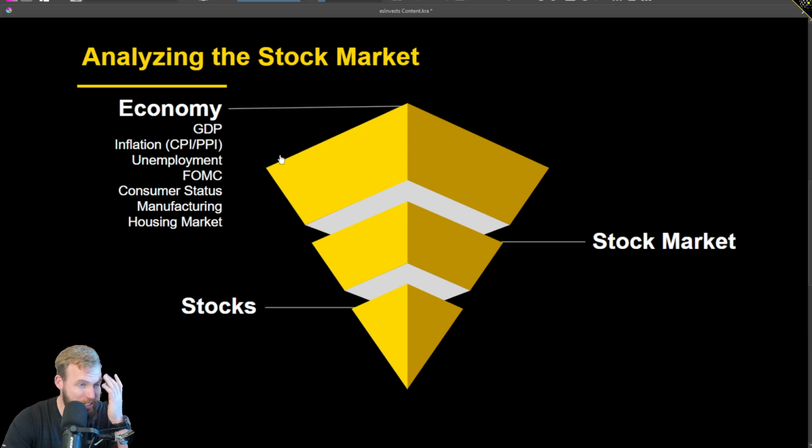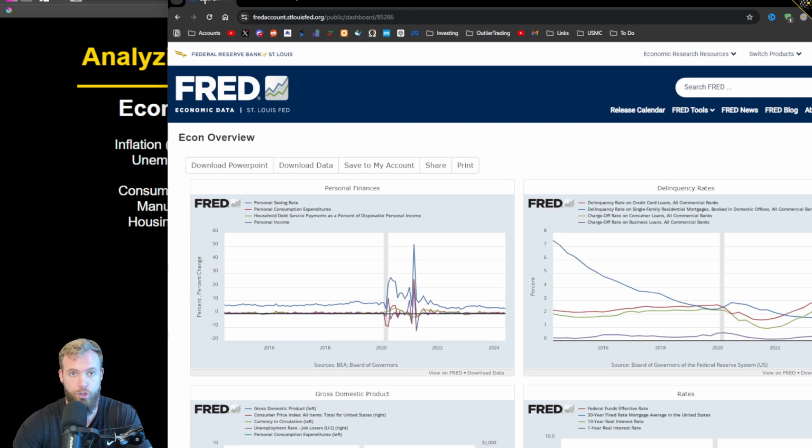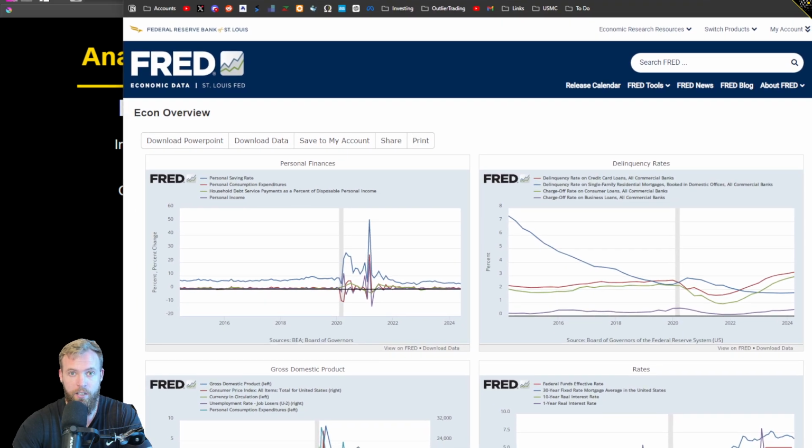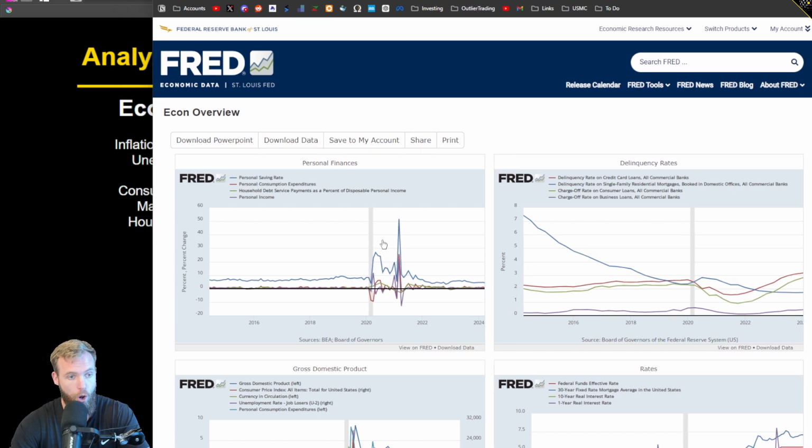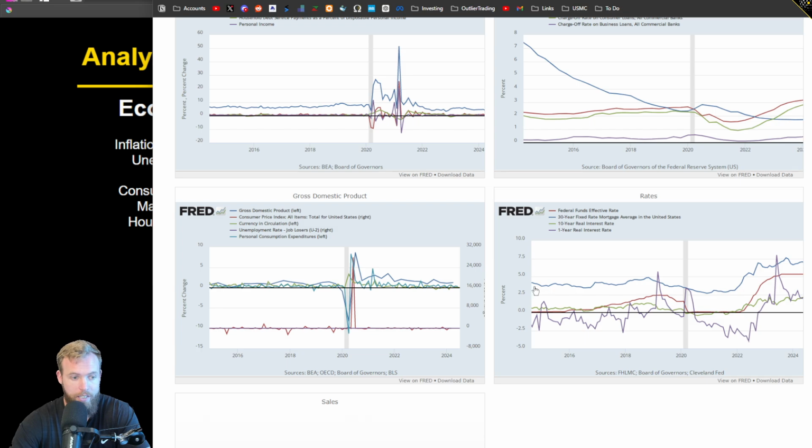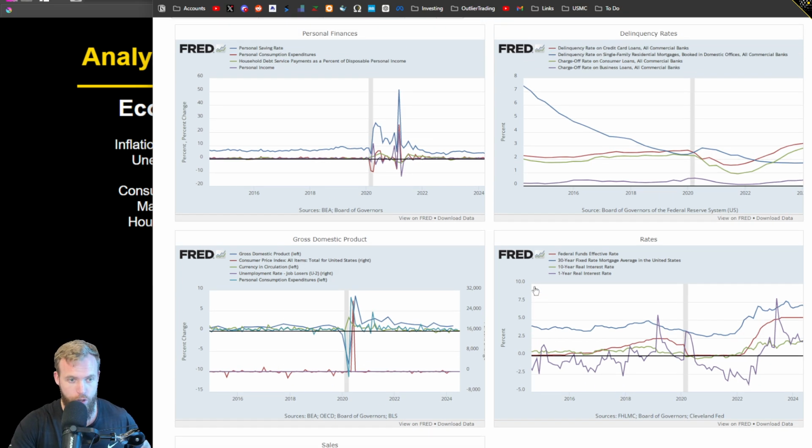So how can we see all these different things? Well, there's a few tools at your disposal, and most of them are free. So the first one I'll show you is from FRED. And this is a really great website that you can set up your own dashboards that look at the specific metrics you're interested in. So here I'm looking at the federal funds rate.